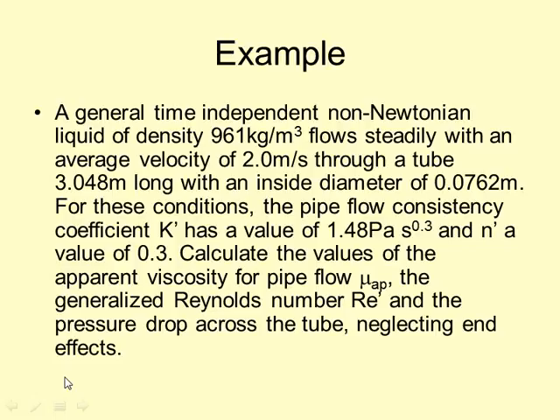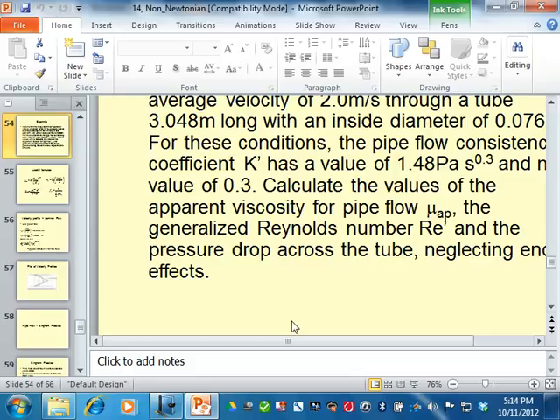So this one they give you all the information. K prime is 1.48, N prime is 0.3, velocity is 2, density is 961, diameter is 0.0762, length is 3.048. I don't know why the numbers are so funny. So predict the pressure loss here, neglecting minor losses. Do you get that problem? Did you copy down the numbers?